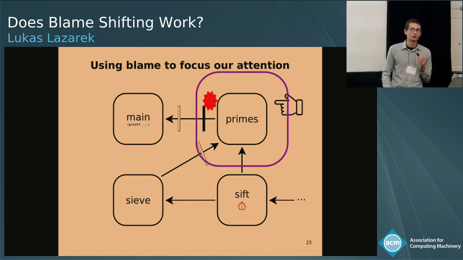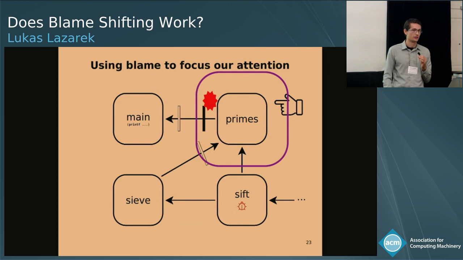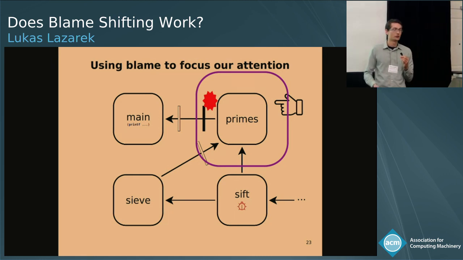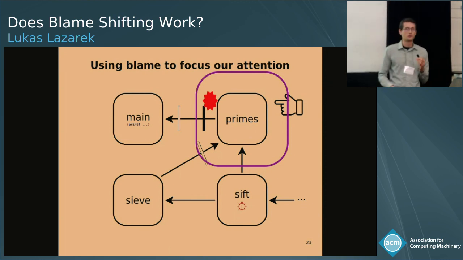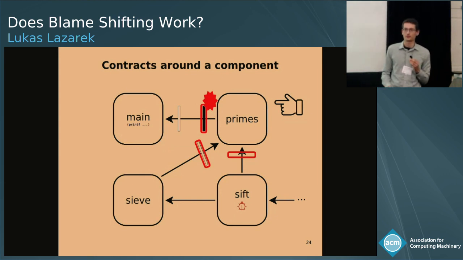One thing we can do is use blame to focus our attention on the contracts around the component that's being blamed. And we can try to strengthen those contracts and see if we can catch the flow of a bad value from one of the dependencies of primes before it gets there, and in doing so, shift the blame to that dependency. If we can't do that, then the problem must be with primes. So these are the contracts around primes that we can think about strengthening.